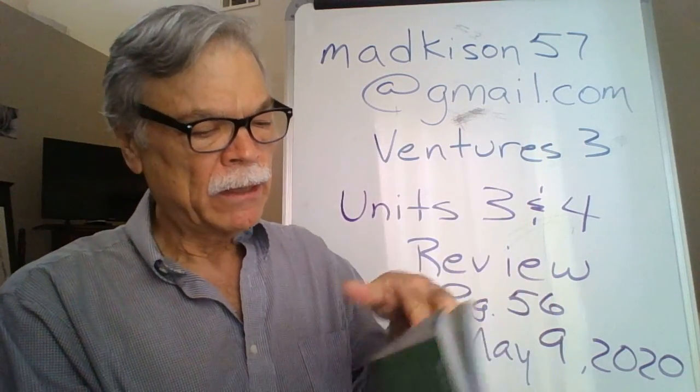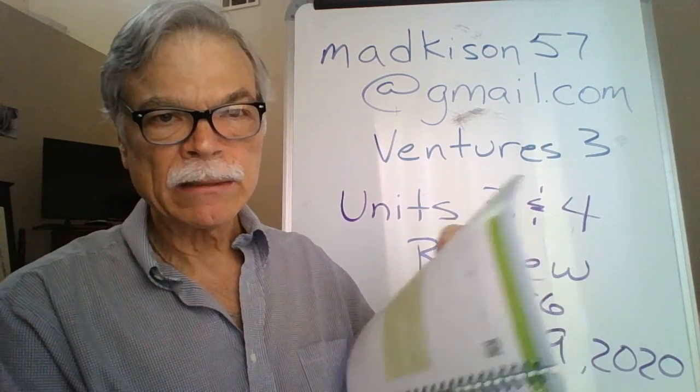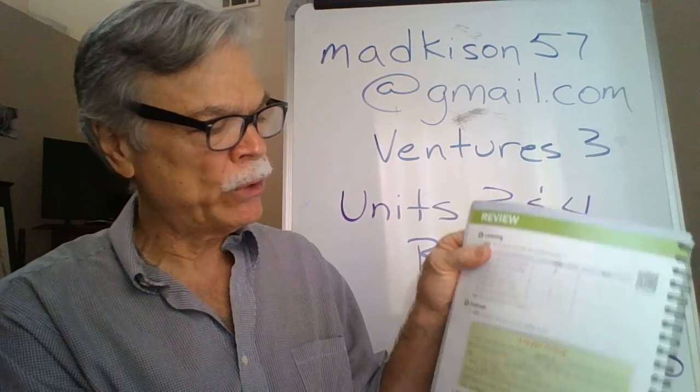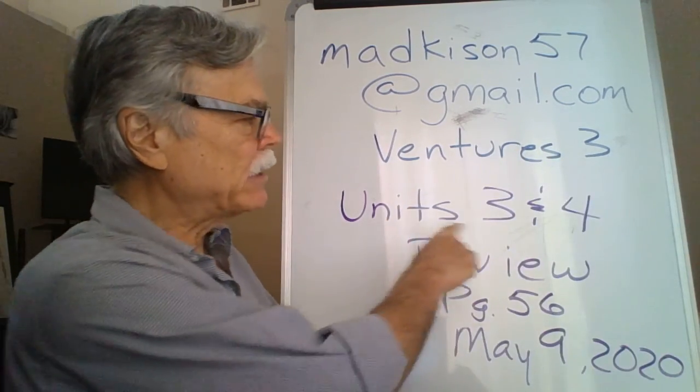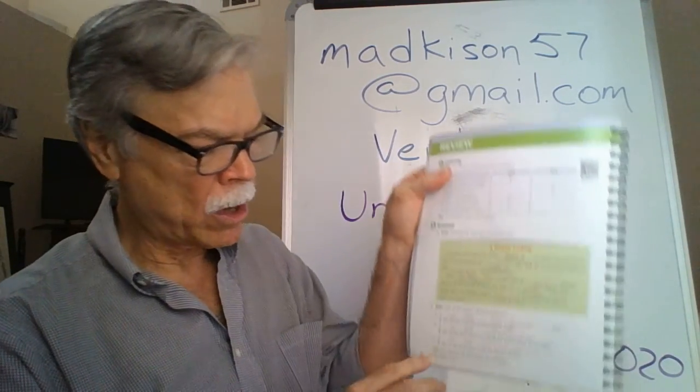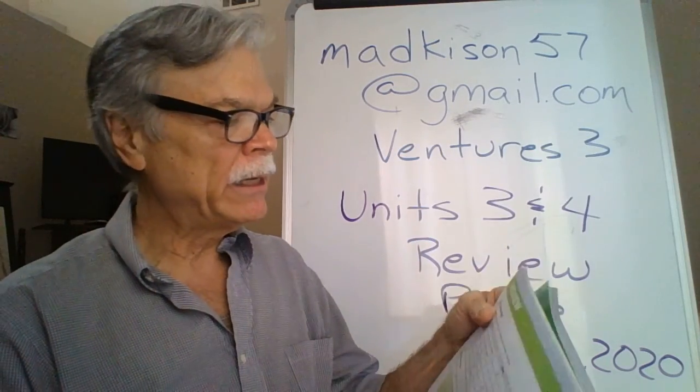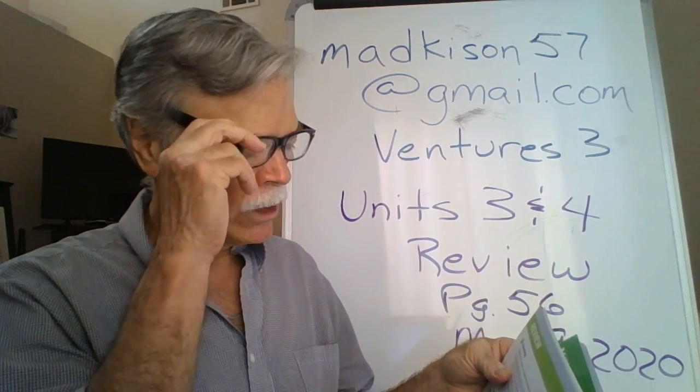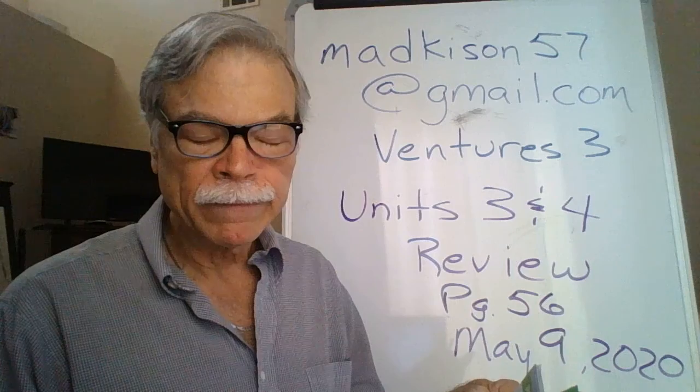Today we're going to be working in the Ventures 3 book on page 56. If you could turn to the Units 3 and 4 review on page 56 in the Ventures 3 book, we're going to start with the grammar lesson.